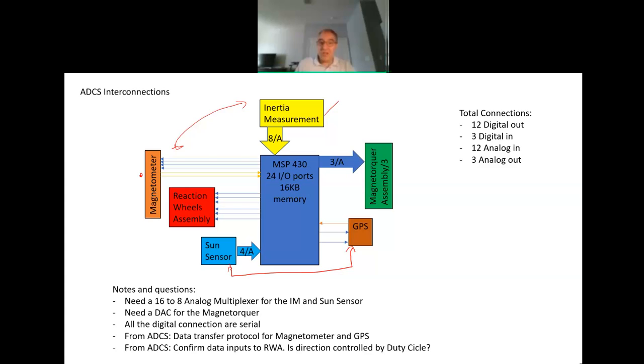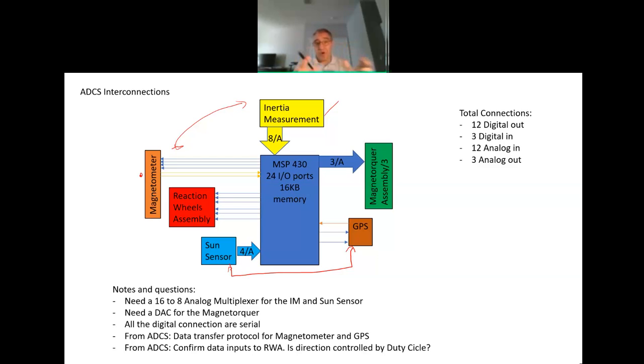GPS won't give us a lot of trouble in terms of controlling the orientation, I mean, in terms of the amount of computing power that we will need, because we really don't need to make any controlling of the position of the satellite using the GPS. It would be more a source of, as I said, information on where we are.